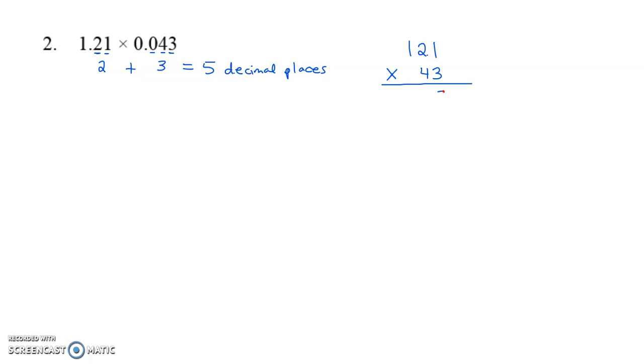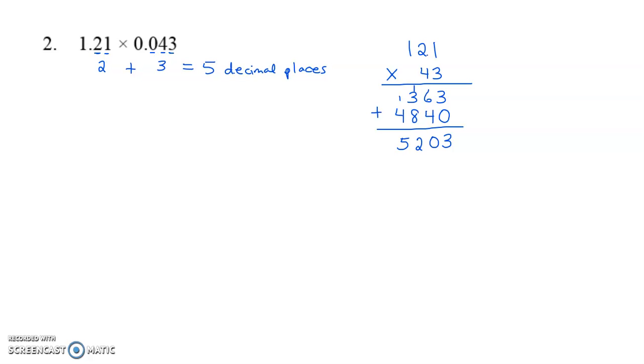3 times 1 is 3, 3 times 2 is 6, 3 times 1 is 3. In my second row, I'm going to place a 0. 4 times 1 is 4, 4 times 2 is 8, and 4 times 1 is 4. I will add my rows together. 3 plus 0 is 3, 6 plus 4 is 10, carry my 1. 4 plus 8 is 12, I'll carry again, and 1 plus 4 is 5.